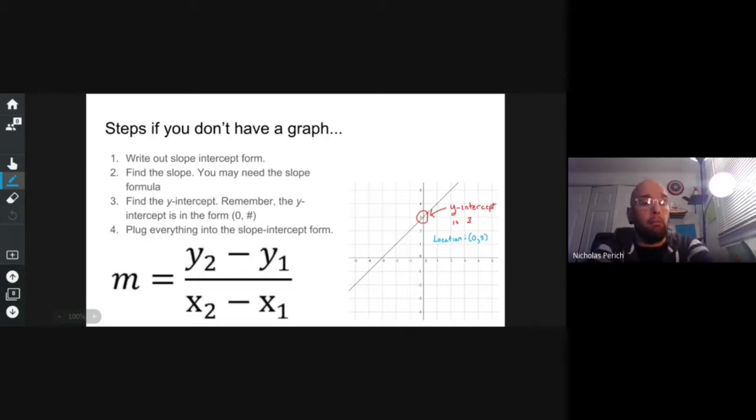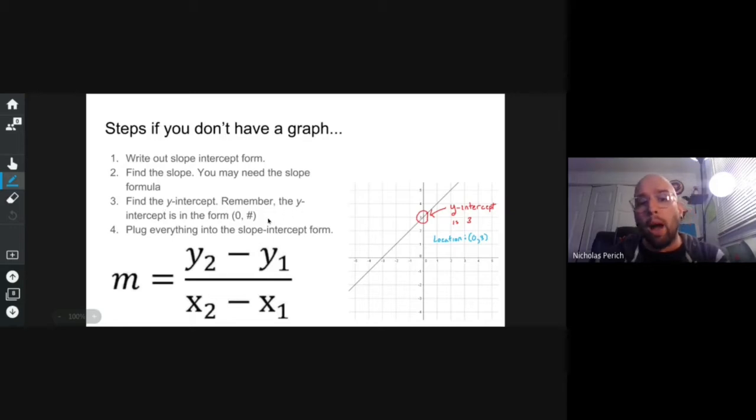Okay, step number 1, write out slope-intercept form. I did that in the last 4 problems. Step 2, find the slope. I did that in the last 4 problems too. But if I don't have the graph, I may need the slope formula. Oh, curses, the slope formula. That's what that Big John down there is.